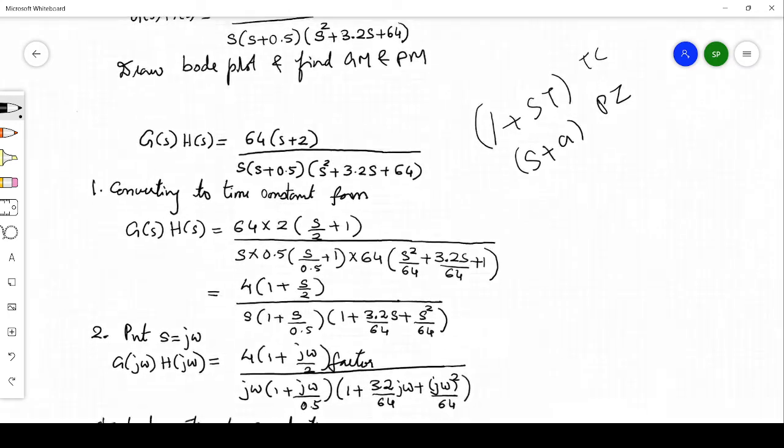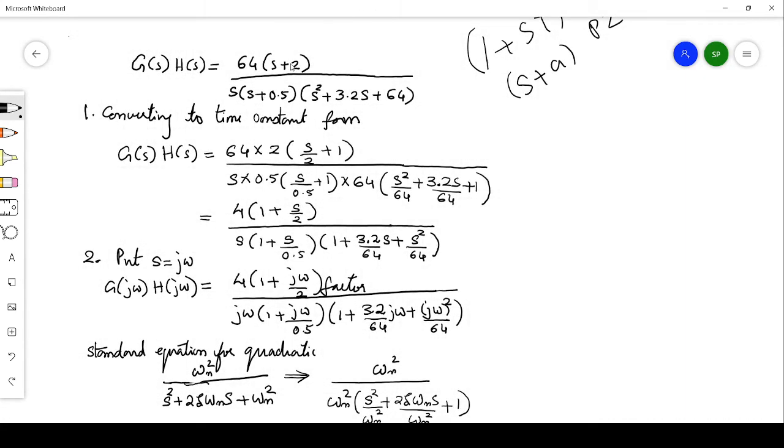Now we see here the transfer function. For s plus 2, I am just taking 2 outside, so I can write it as s by 2 plus 1. In the denominator you can see s plus 0.5, so I have to make this 0.5 into 1. So I'll take 0.5 outside and write it as s by 0.5 plus 1.